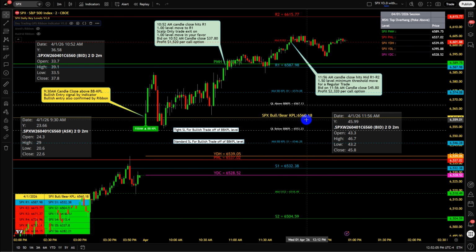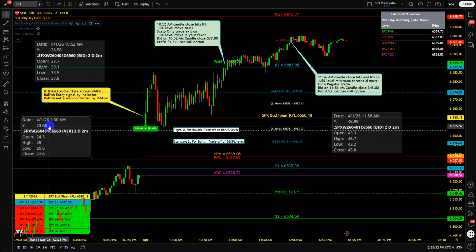If you prefer to use one DTE call strikes, you can also use those. There are some advantages to using them, especially if you're going to be holding positions till much later in the session after lunch and going into the 2 p.m. to 4 p.m. end of the session. However, for morning trades, the 0 DTEs will perform just as well as the 1 DTEs.